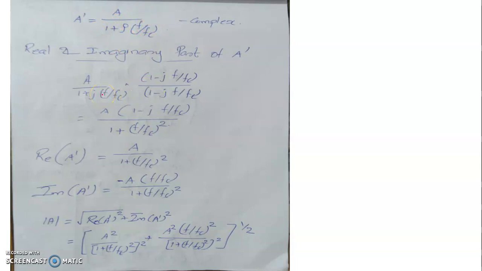Don't be afraid of these equations. These are silly equations, some silly steps. Once you are listening to this video, take a pen and a piece of paper and write it down. This will help you make this evaluation and assimilation easier. So the gain is A by 1 plus j into f by fc. Now we multiply the numerator and denominator by the conjugate of the denominator, that is 1 minus j into f by fc.